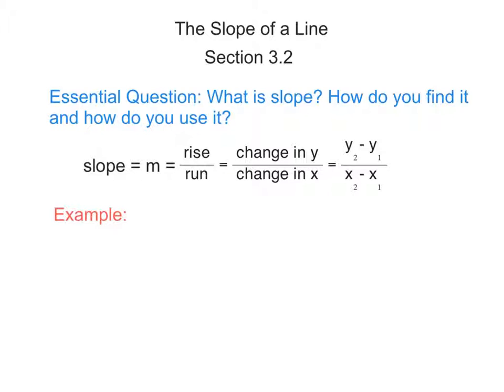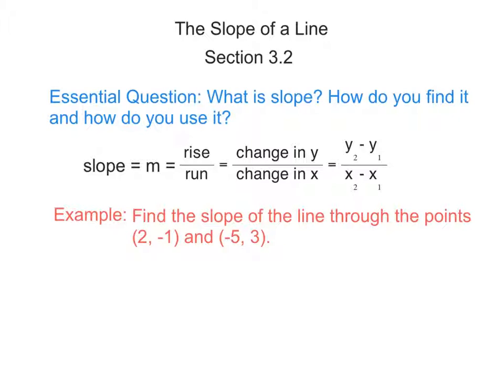So let's look at a specific example. Let's say that we're asked to find the slope of the line through the points (2, -1) and (-5, 3). Now it doesn't matter which set you set equal to x1, y1 and which set you set equal to x2, y2, just so long as you're consistent with one of them being point 1, the other being point 2.